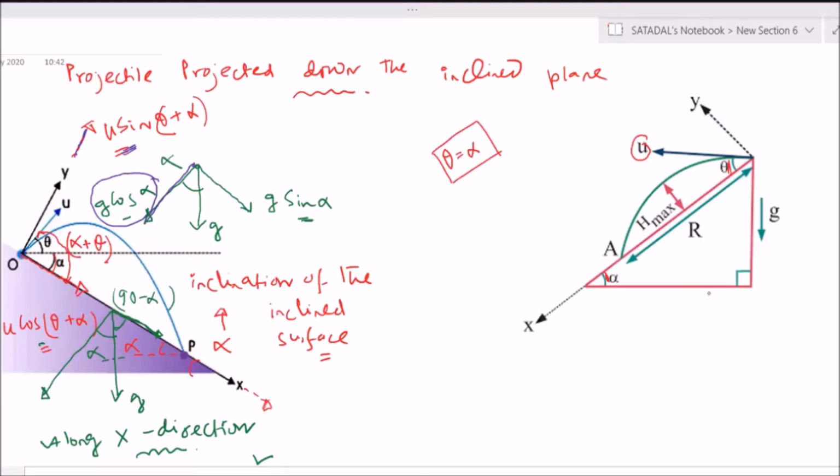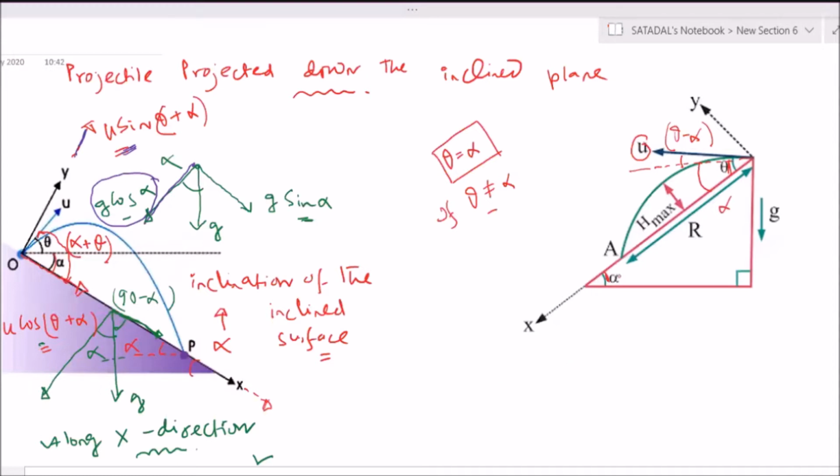Correct. Fine. Even if it is a different angle, I can take this as a different angle too. There is no problem. So suppose they are not the same, if theta is not equal to alpha, then I have to imagine as if this is the horizontal axis. So this angle is alpha. So this angle is theta minus alpha. Right? I hope you are understanding.